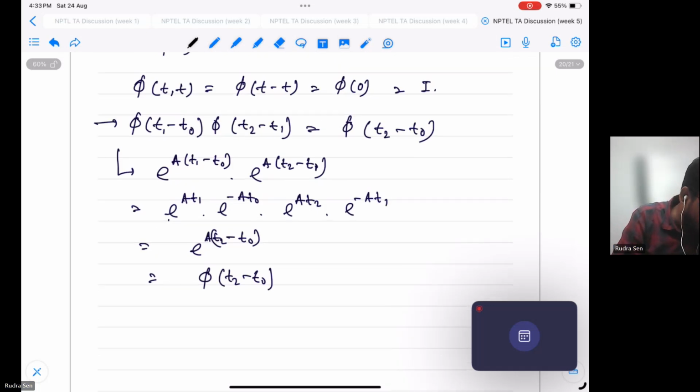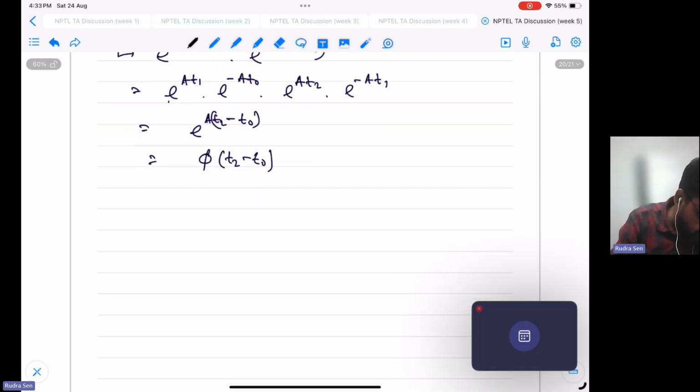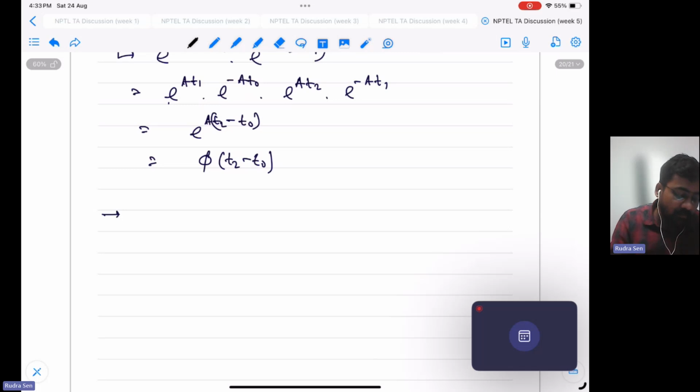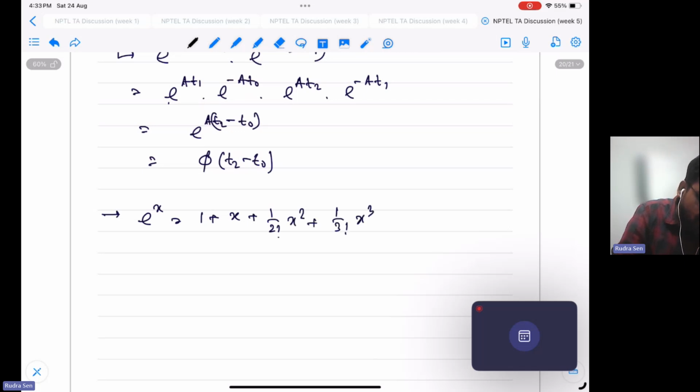So now, the next thing we have talked about: we have studied in +2 level the e^x series. It is basically 1 + x + x²/2! + x³/3! + ... in that way. This is the infinite series, the e^x series we have studied.